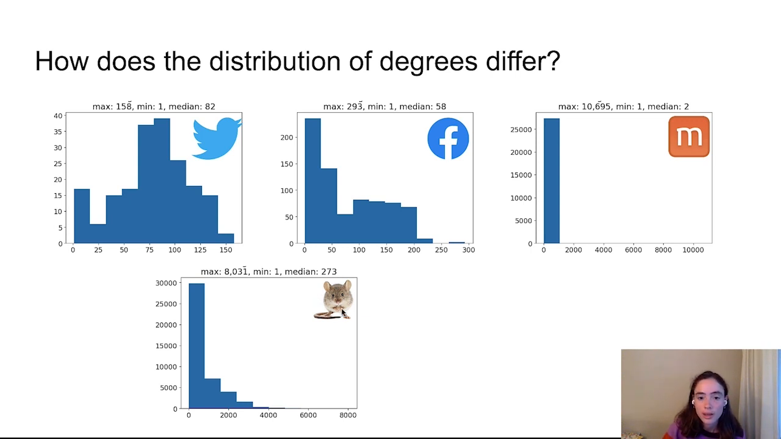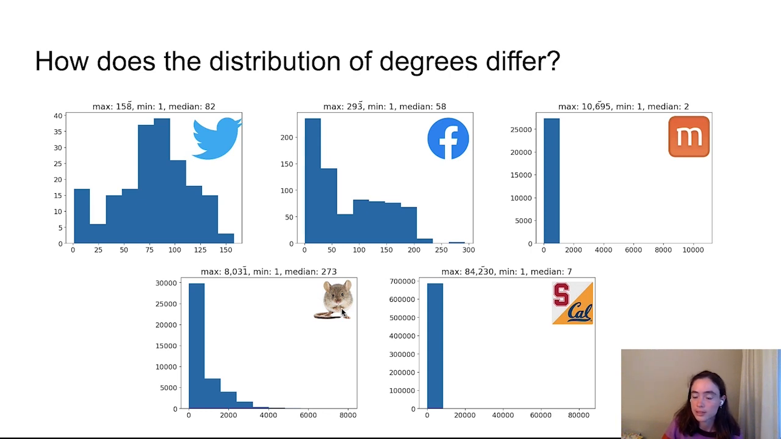And then finally, looking at the Stanford and Berkeley data set, it looks most similar to the Movielens data set, where the vast majority of vertices, so the vast majority of web pages, are connected to 7 or fewer. It's the median, so half of the web pages are connected to 7 or fewer other web pages affiliated with either Stanford or Berkeley. But there is one web page that has 84,000 connections to Stanford and Berkeley web pages, so it's kind of an outlier, and we can see that based on looking at these degree distributions.